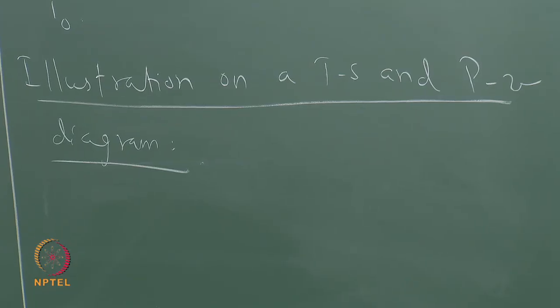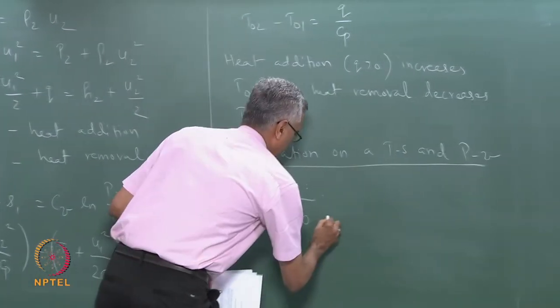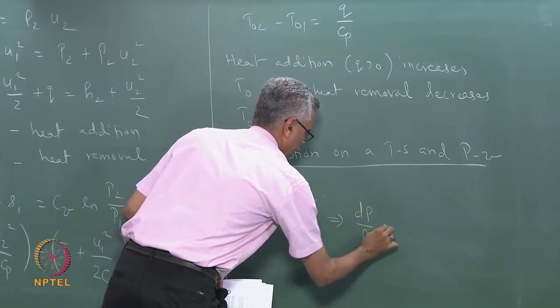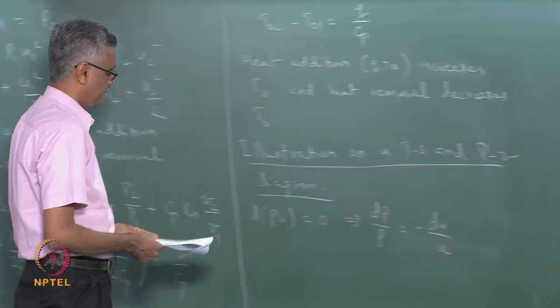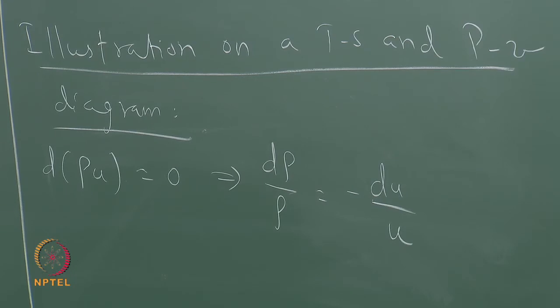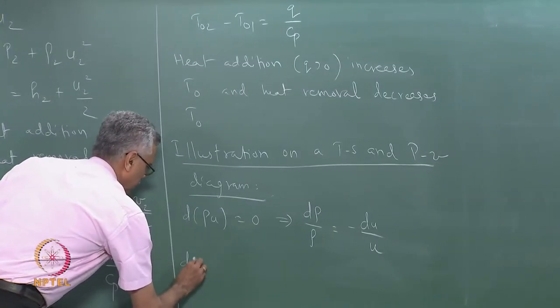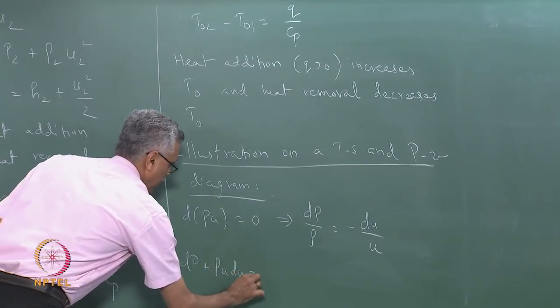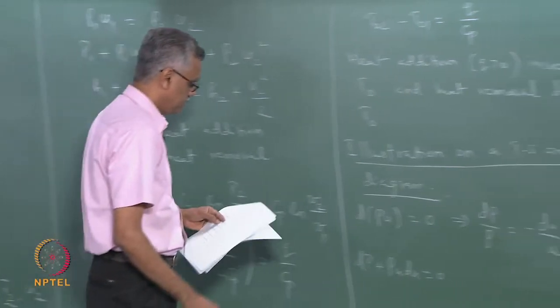If you remember, the differential form of the continuity equation was d of rho u equal to 0, from which I can write d rho over rho equal to minus du over u. The differential form of the momentum equation looks like this. And if I rewrite this, I can write it like this.